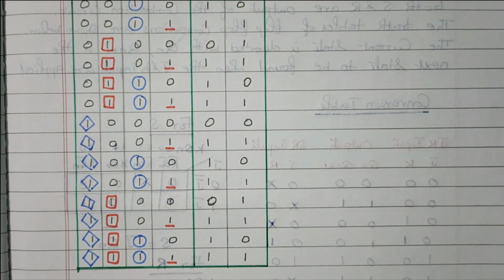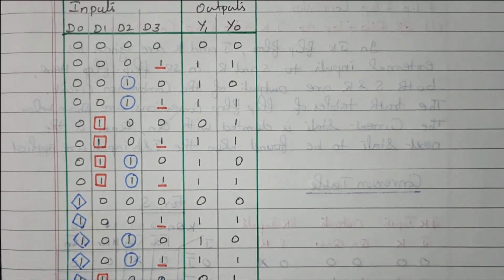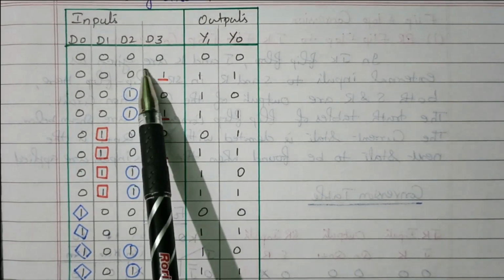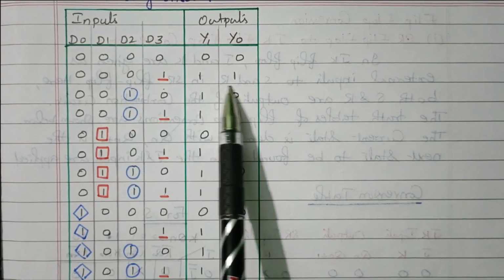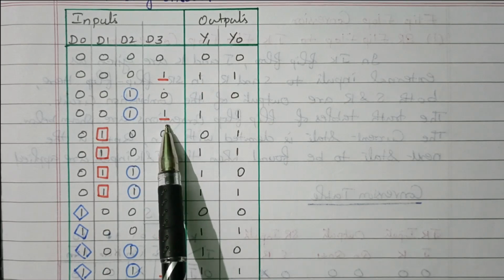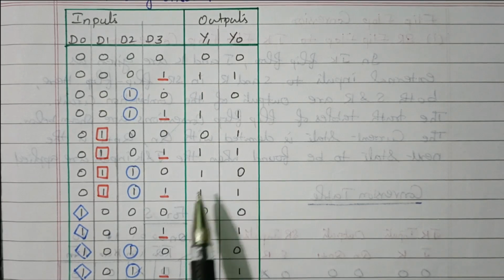Right. So first we will see the highest priority. The highest priority is D3. If D3 is 1, whatever the other inputs may be, we will get 1, 1 as the output. Here also D3 is 1, so 1, 1 is the output. Here D3 is 1, so 1, 1 is the output.